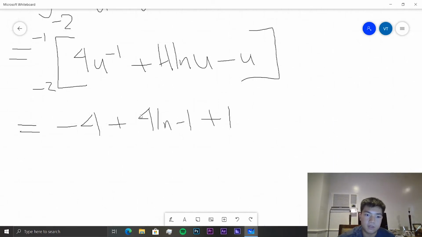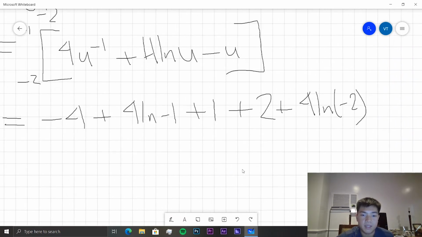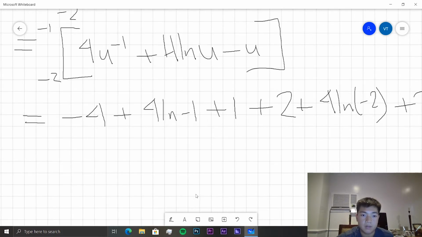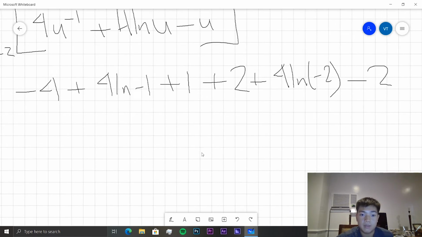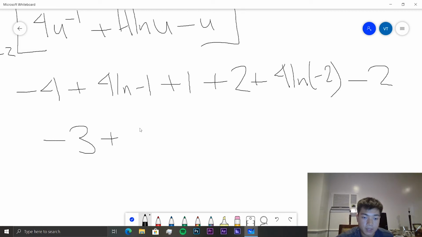minus 4 over 2, so this is plus 2, plus 4 ln negative 2 minus 2, so it's plus 1, plus 2. Oh, sorry, this would be minus 2, because minus, and then we have to minus again, so this would be minus 2. So if we combine all of this, we get negative 4 minus 2, negative 6 plus 3 is negative 3, plus 4 ln 2, I think.